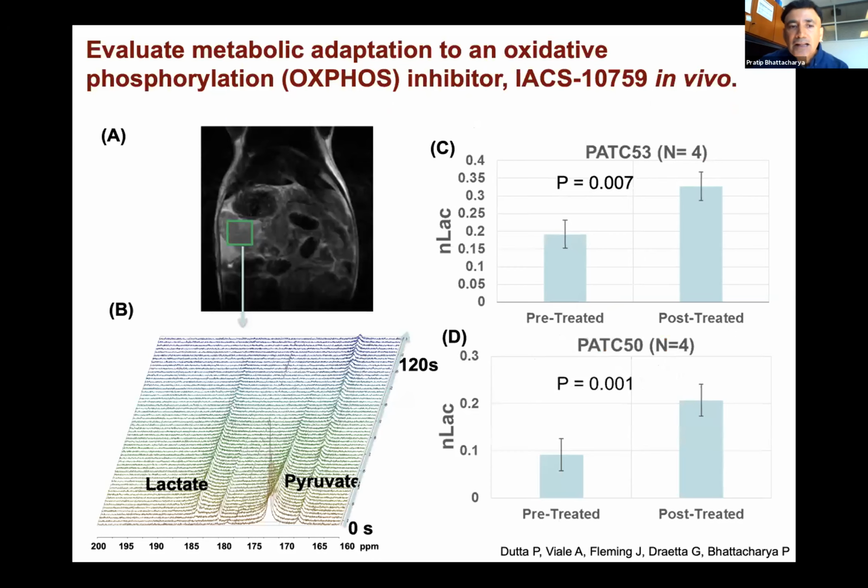So if the drug actually is working, we should expect to see the reverse effect, meaning lactic acid will go up. So this is exactly what we see. The top figure shows two different kinds of pancreatic cancer orthotopic mouse models. This is before treatment, and NLAC is the ratio of lactate to pyruvic acid. NLAC is a lot lower before treatment, and 4 days after treatment, lactic acid essentially goes up. And this is highly statistically significant. So you are able to see that in real time.